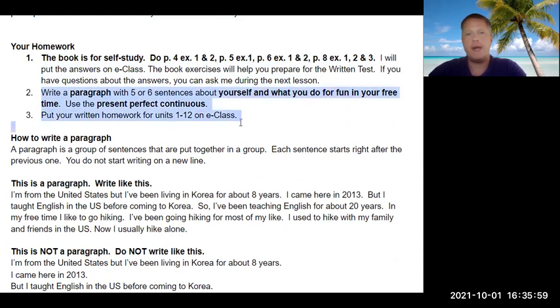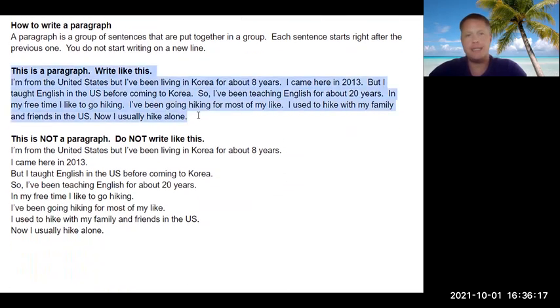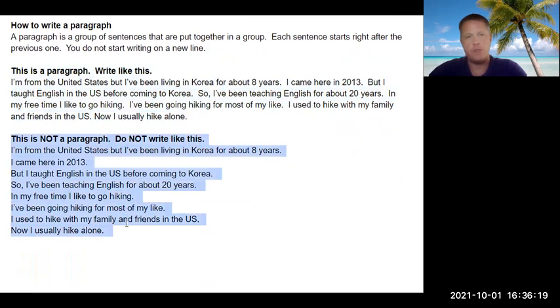All right, the writing homework, as always, is a paragraph, 5 or 6 sentences. The topic is about yourself and what you do for fun in your free time, your hobbies and interests, and use the present perfect continuous. So write a paragraph. It should look like this, not this. This is a list. Your sentences shouldn't go like this. They should go across. Okay?